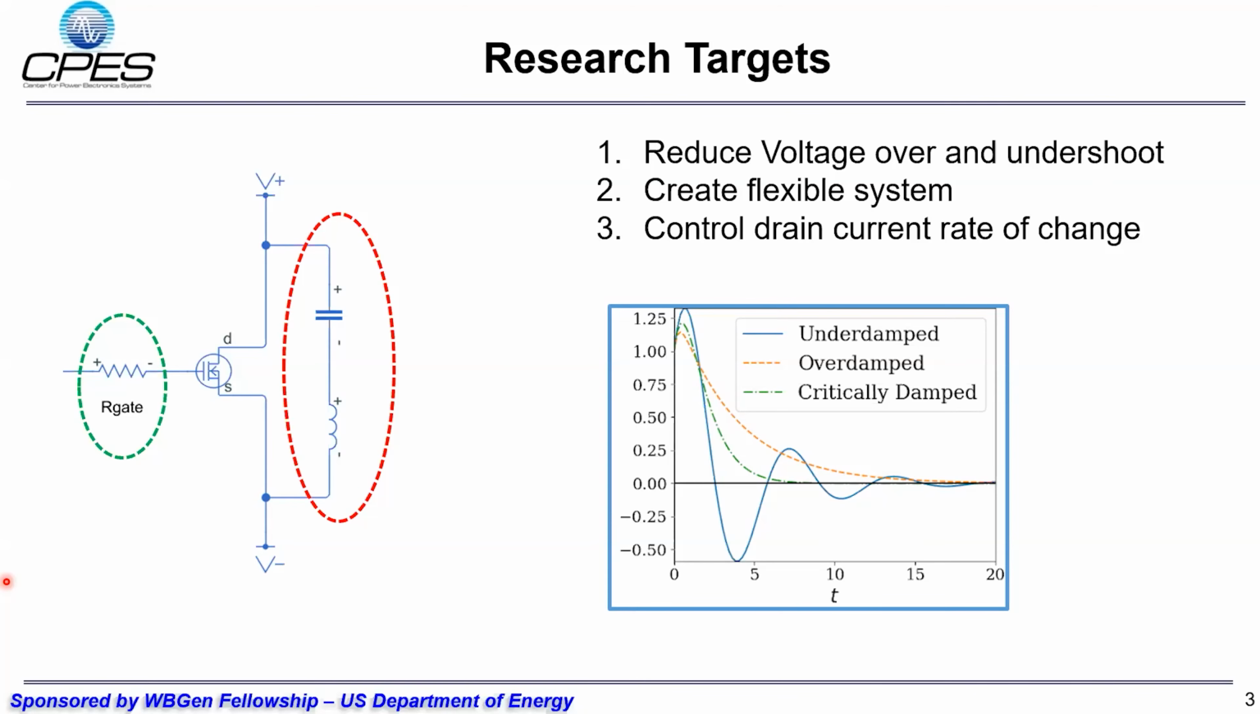This is why my research has three targets. Target 1 is to reduce the voltage overshoot and undershoot from an underdamped to more of a critically damped response, as you can see here. Second is to create a flexible system that can be adapted to operate many different devices and be tuned to meet various performance requirements. And the third is to control the drain current rate of change as a way to reduce EMI generated during switching.